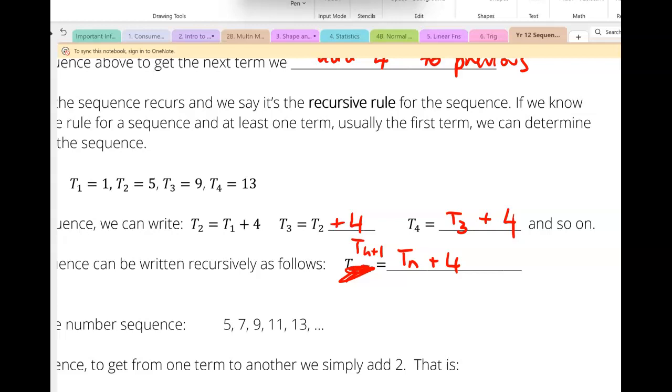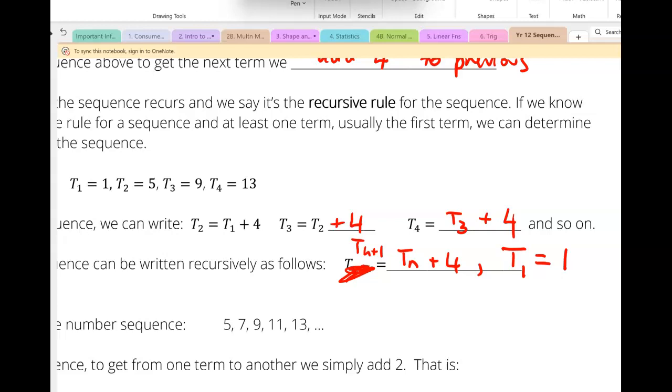Now, like I said at the start, I could have lots of different sequences where the pattern is plus 4. So I need to determine a start point. Usually it's term 1. If you don't write a start point, you will lose a mark. There's always a mark for this start point. So the first term for this sequence is 1. So we must define the start point. Then we know the sequence goes 1 plus 4 makes 5 is the next one, plus 4 makes 9, and so on, as opposed to starting at another number. So that is a recursive definition. That's it.